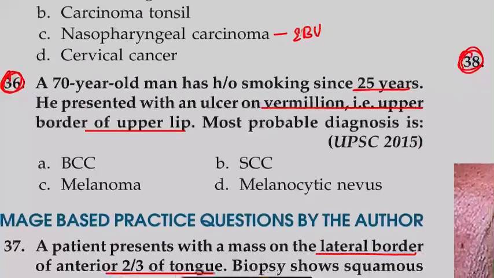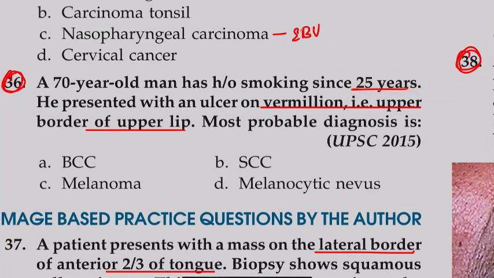Now 70-year-old man has been smoking since 25 years. He presented with ulcer on vermilion border of upper lip. The most probable diagnosis is what? Basal cell carcinoma, right?